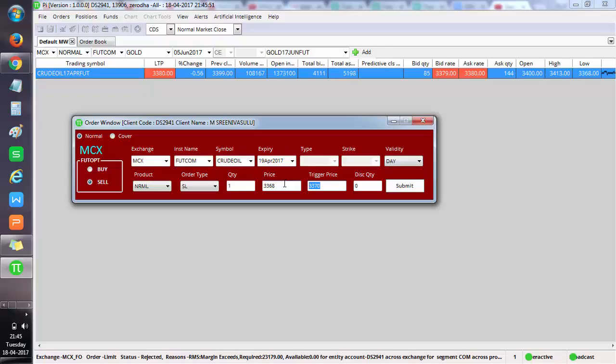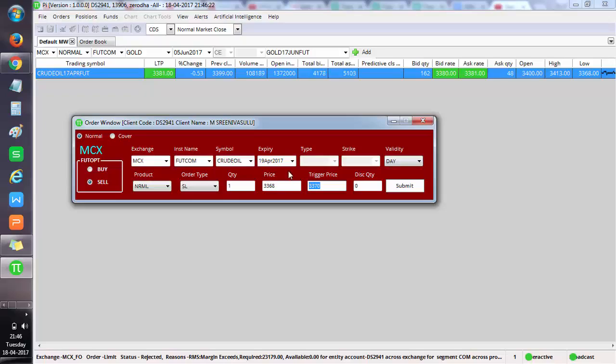So the advantage of this SL order is, even if the price jumps suddenly from 3370 to 3360, your stop loss will be pending, because the best price will be 3368 being a seller. So even if the price jumps to 3360, the stop loss will be intact, it will not get triggered.